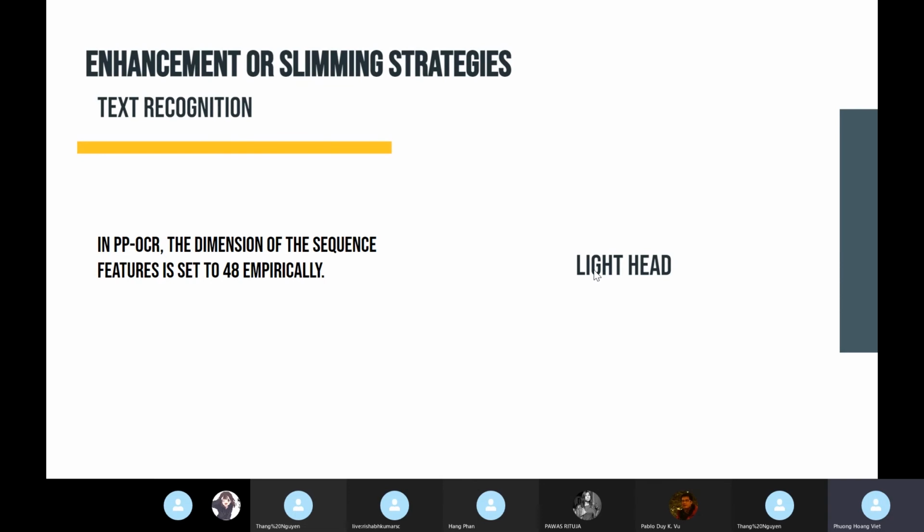The light head in text recognition is a bit different from the text detection. In text recognition, a fully connected layer is used to encode the sequence vector to the predicted character. The dimension of the sequence vector has an impact on the model size of the text recognizer, especially for characters like Chinese, whose character set is more than 6,000. And in PP-OCR, the dimension of the sequence vector is set to 48 empirically.